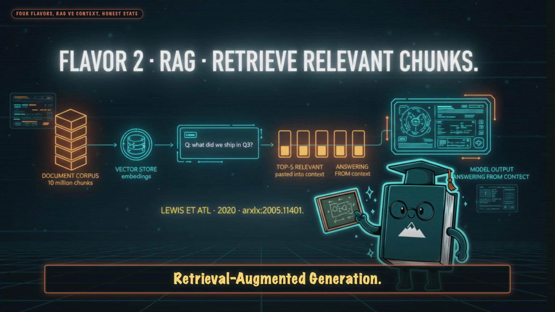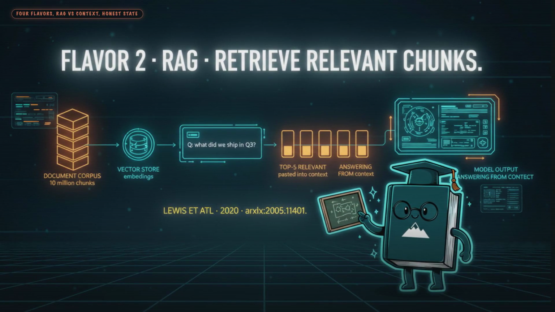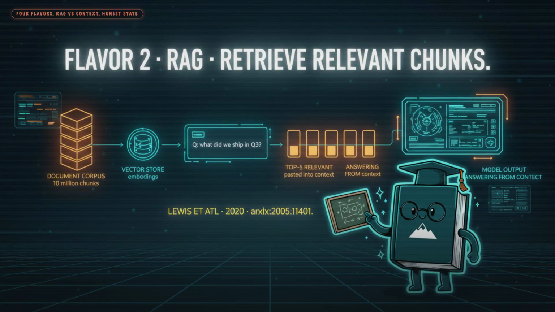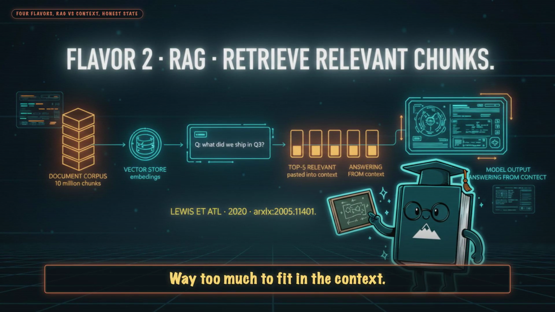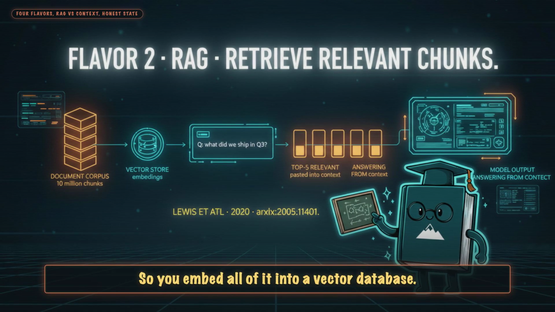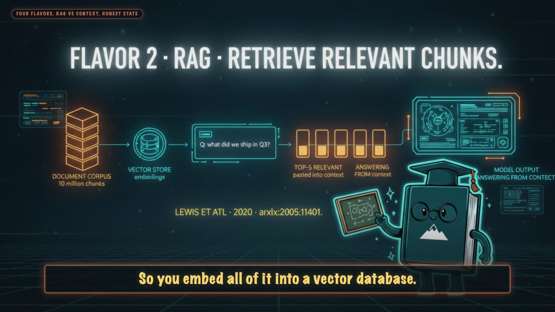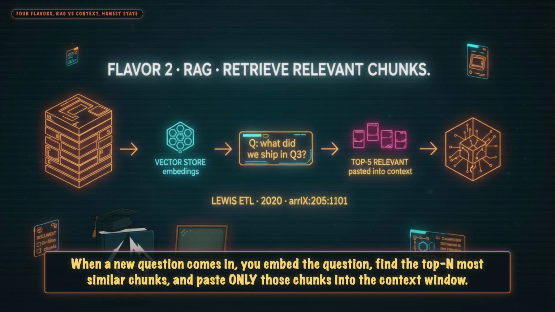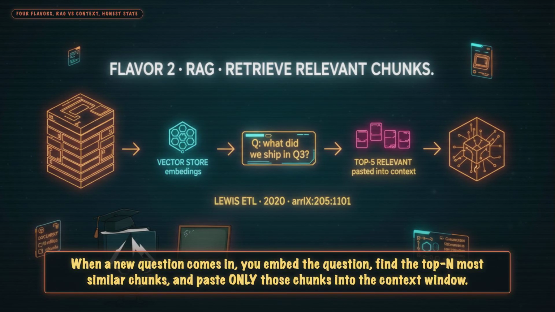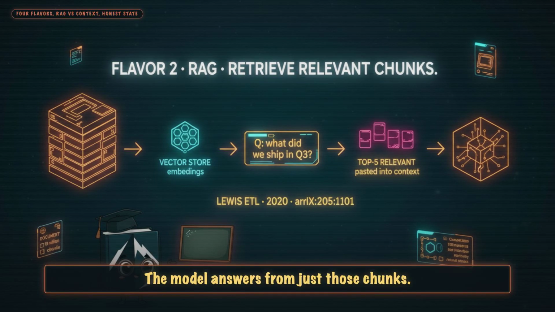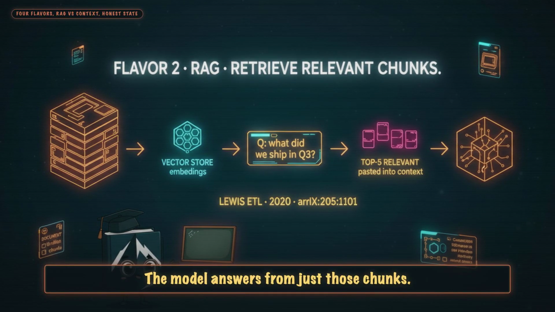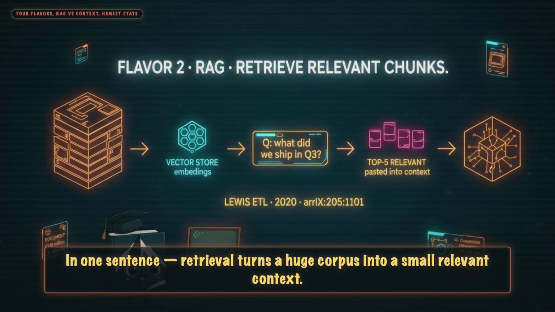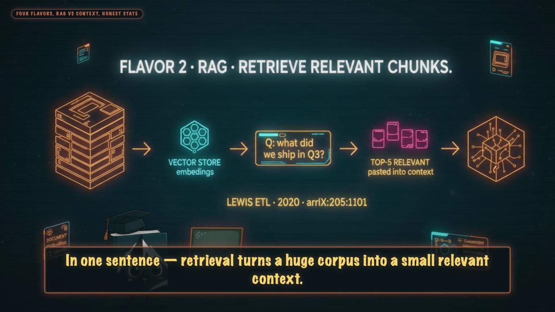Flavor 2. RAG, Retrieval-Augmented Generation. Lewis and colleagues at Facebook AI Research named this pattern in 2020. You have a big pile of documents, way too much to fit in the context, so you embed all of it into a vector database. When a new question comes in, you embed the question, find the top n most similar chunks, and paste only those chunks into the context window. The model answers from just those chunks, instead of the whole corpus. That is RAG. In one sentence, retrieval turns a huge corpus into a small relevant context.